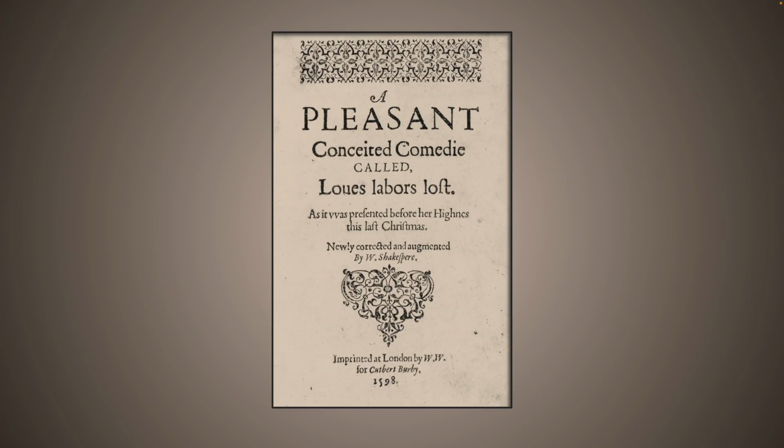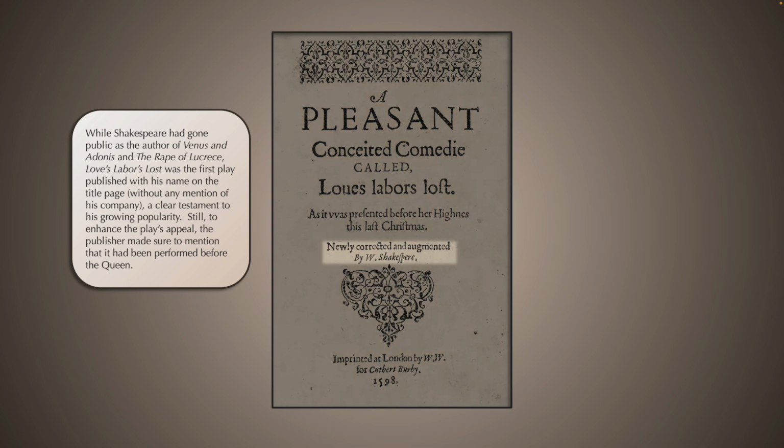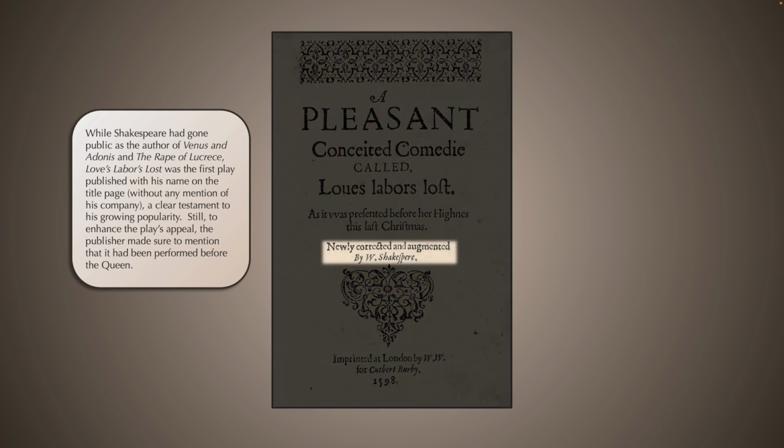So we'll look at a few other quarto title pages here. Here's Love's Labour's Lost, which I used earlier to demonstrate how a quarto would be assembled after the printing of its sheets, of its pages. Shakespeare, as I said, had gone public as the author of Venus and Adonis and the Rape of Lucrece, but this was the first play published with his name on the title page. And it's interesting that there's no mention of the Lord Chamberlain's men here, just Shakespeare's name.